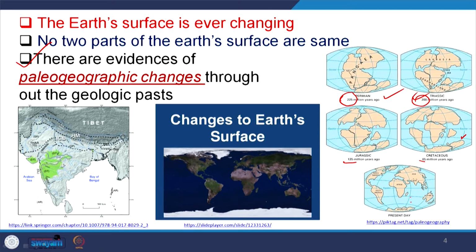And once the land and sea distribution changes, the environment changes, the climate changes, the geographic position of one agent changes, and another agent occupies it. So, with the change of paleogeography, the weathering agents, or the agents which are continuously working to penetrate the earth surface, their domain also changes. That is why paleogeographic change with time refers to the change of weathering agents from one domain to another domain.